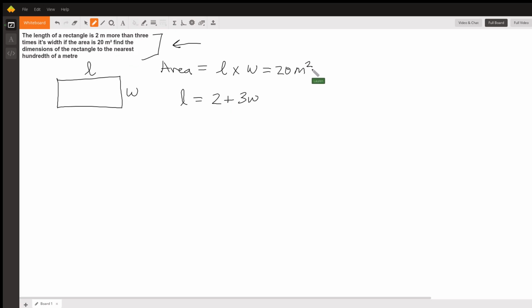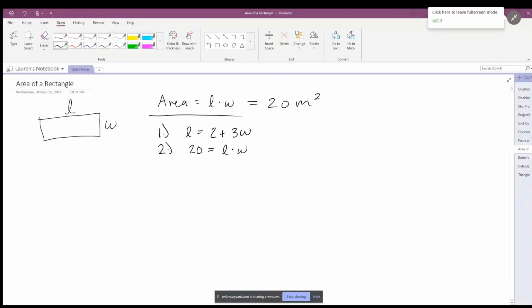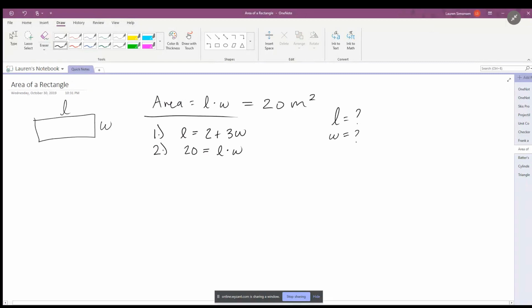And then we need to find the dimensions of the rectangle. So we need to find length, and we have to find width. The other expression that we have is that 20 meters squared is equal to length times width. I'm going to head on over to a different application because it works better for my pen. Once again, we are trying to find length and width. So let's get started.